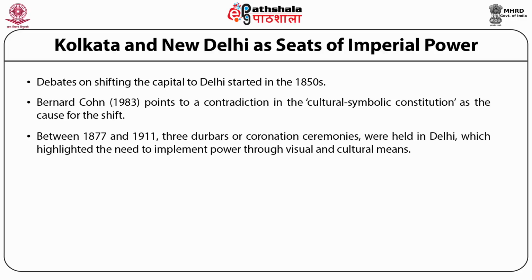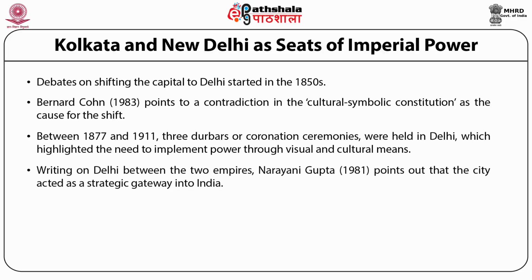Writing on Delhi between the two empires, Narayani Gupta points out that the city acted as a strategic gateway into India. Narayani Gupta describes the 1911 Darbar as Badshahi Mela and compares George V and his consort to a 20th century Mughal couple.